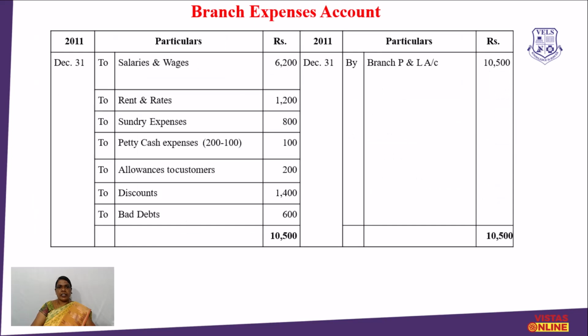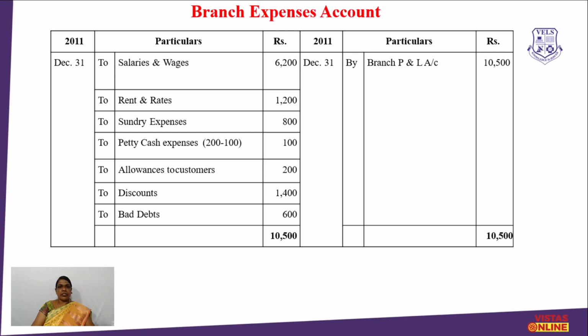9,800. Then we can see the branch expenses account. In the debit side, you put 3 columns, and in the credit side also 3 columns. Date column, particulars, amount. In the credit side also date, particulars, and the amount. Okay. Now we can see the expenses. What are the expenses there?